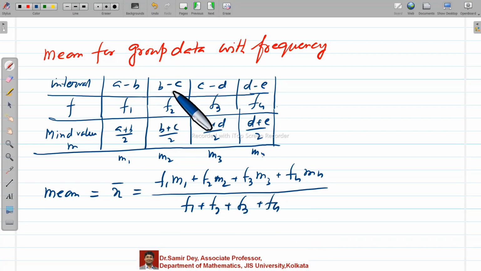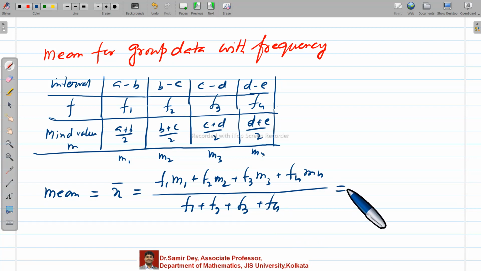Here I have considered 4 intervals, so that's why I'm considering f1, f2, f3, f4 and the corresponding m1, m2, m3, m4. If I have more intervals, then we should calculate accordingly. So your first task is to identify the mid value of each and every interval. Another thing you need to remember: the intervals should be continuous, a to b, b to c, c to d, like that. In my next slide I'll consider one numerical example so that you can understand this.